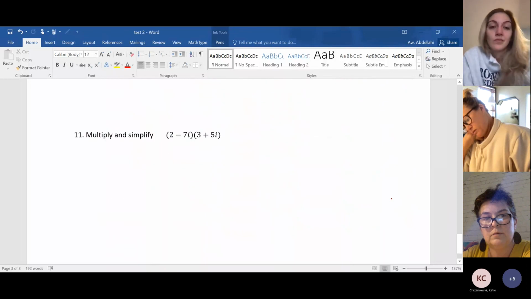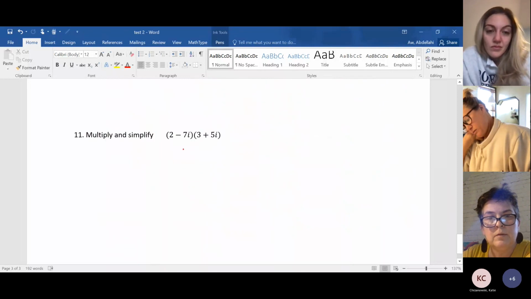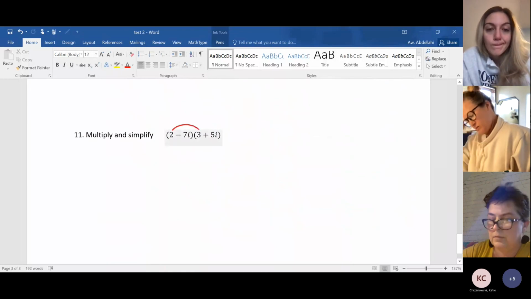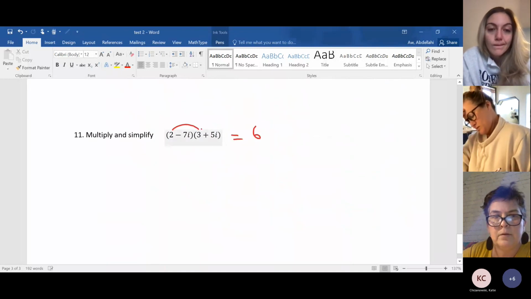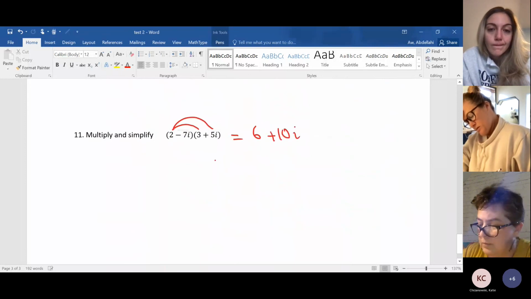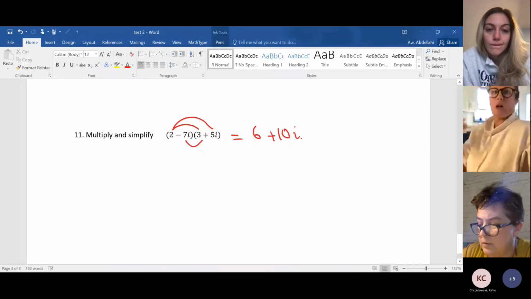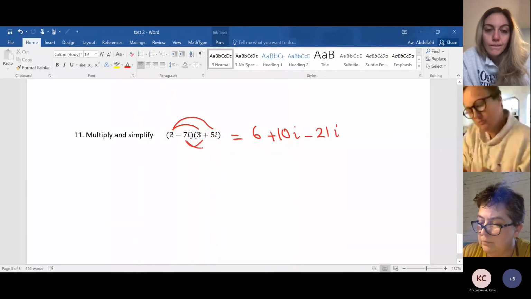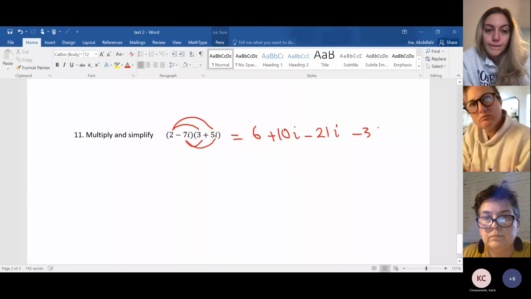All right. And here, the complex numbers. So of course, we're going to FOIL. Normally, we say 2 times 3 is 6. 2 times 5i is 10i. Negative 7i times 3 is negative 21i. And now comes the last one, which is negative 35i squared.